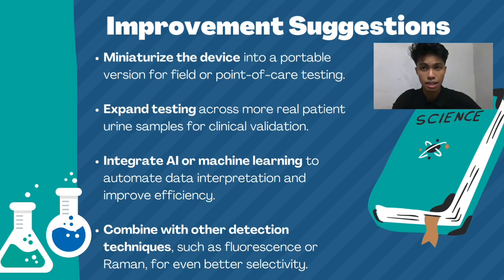miniaturize the device into a portable version for field or point of care testing. For the second one, expand testing across more real patient urine samples for clinical validation. For the third one, integrate AI or machine learning to automate data interpretation and improve efficiency. And for the last one, combine with other detection techniques such as fluorescence or Raman for even better selectivity.